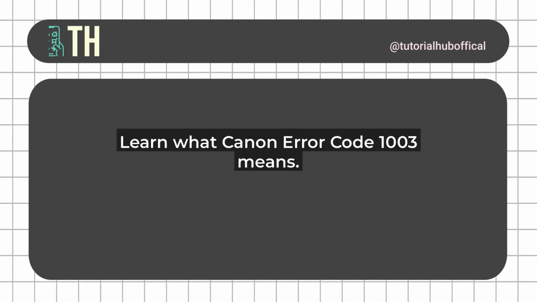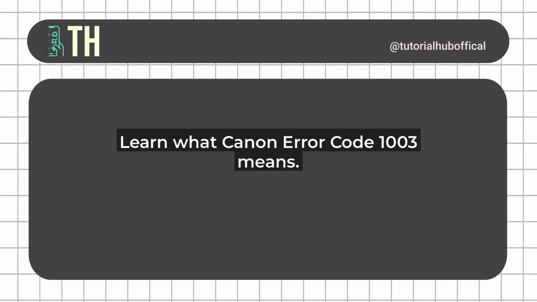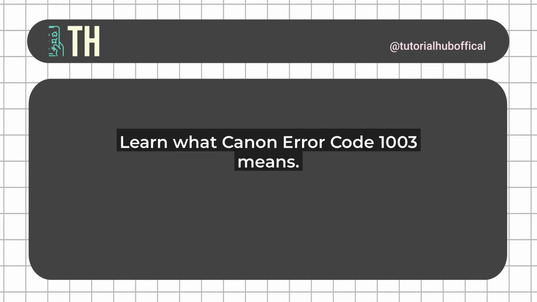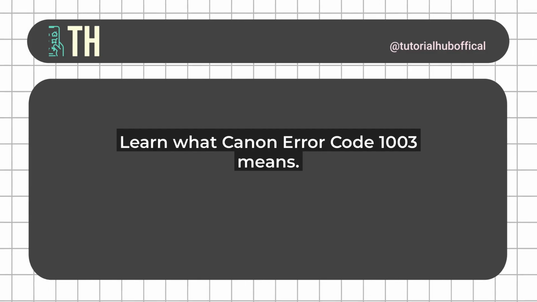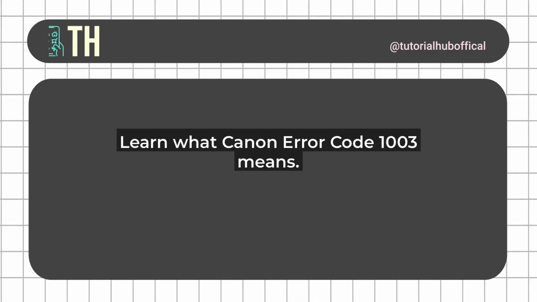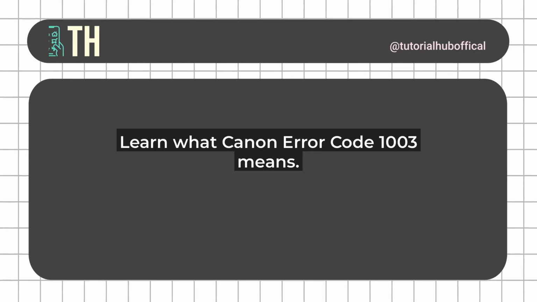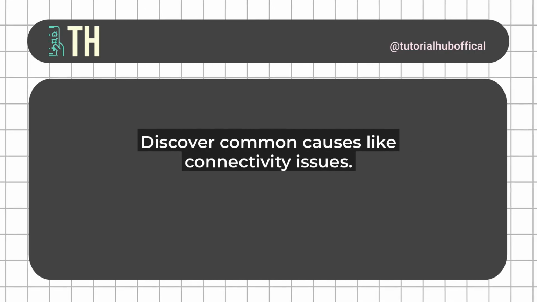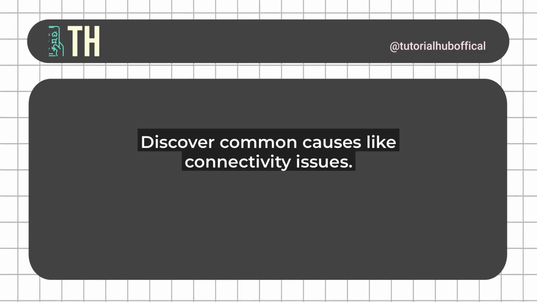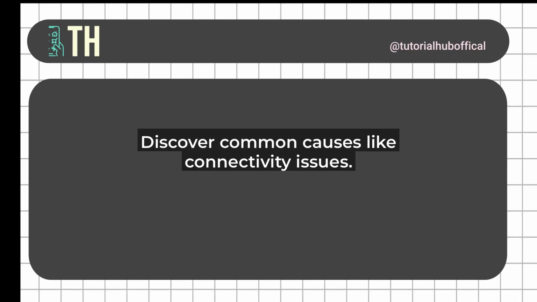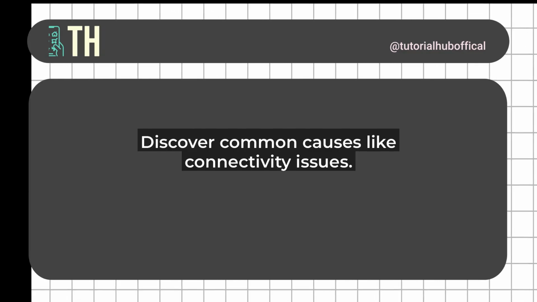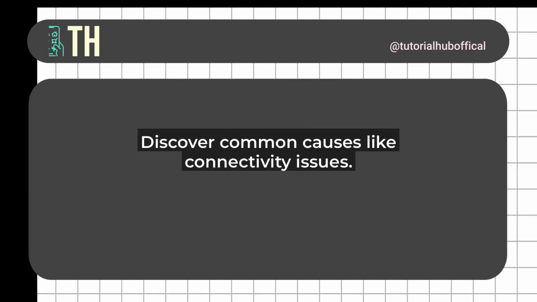If you're here, you're probably staring at that frustrating Canon error code 1003 on your printer or scanner, wondering what's gone wrong. Don't worry, I'm here to break it all down for you in a simple, step-by-step way. This error is common in 2025 Canon devices and typically signals a communication issue between your printer and the computer, often related to connectivity problems or hardware glitches. Let's start by understanding what this code really means.